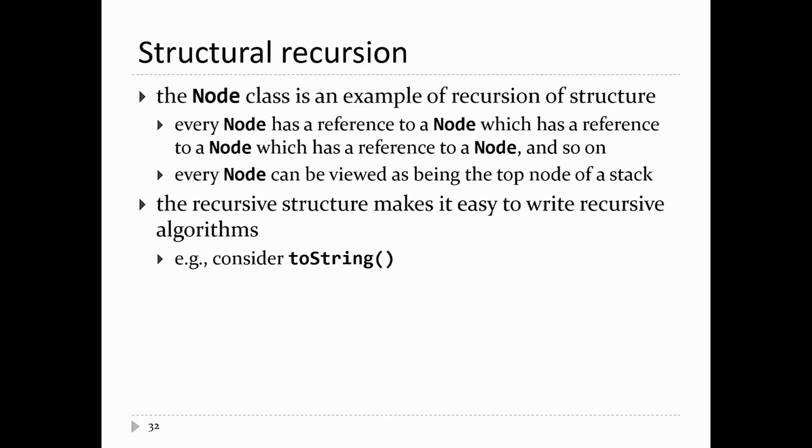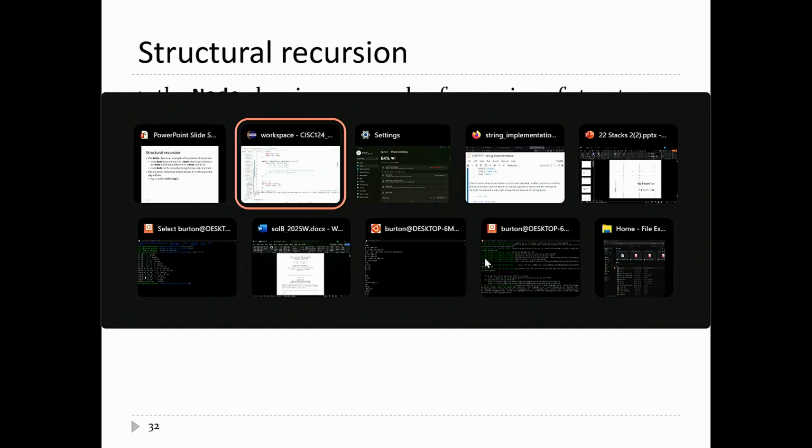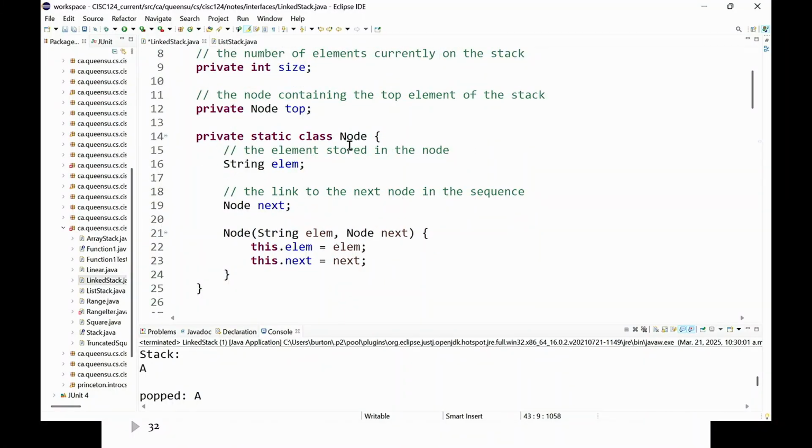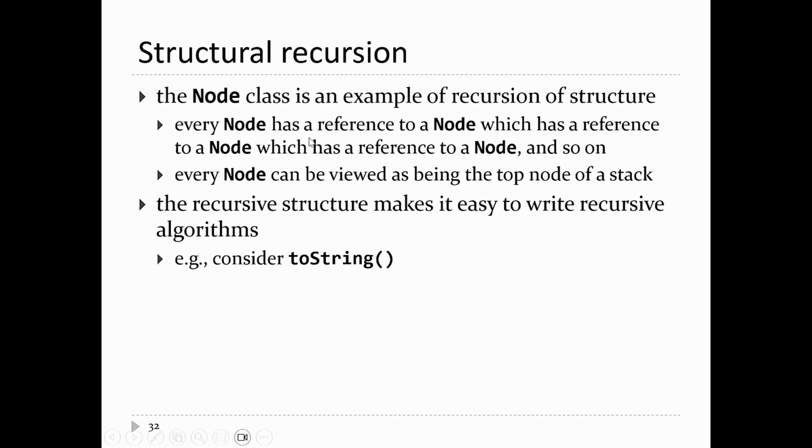All right. There's something funny about the node class. The thing that's funny about the node class is that you have an object that has a reference to an object of the exact same type. So every node has a reference to a node. That node has a reference to another node, and that reference might have a reference to another node, and so on and so on. Eventually, one of those references is null. So the sequence ends at some point.